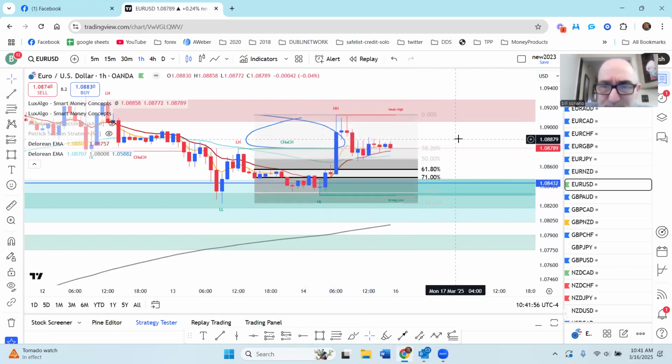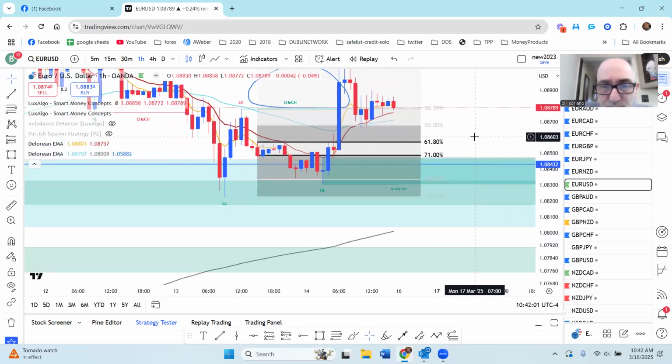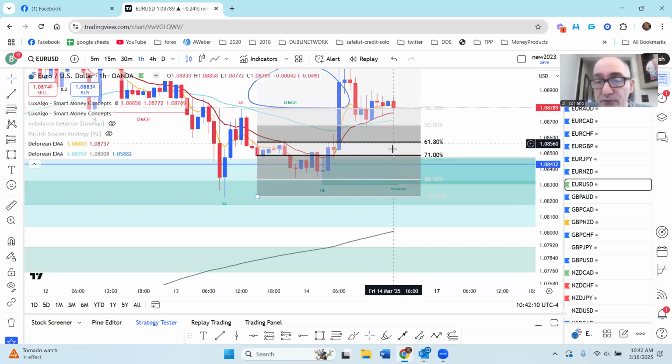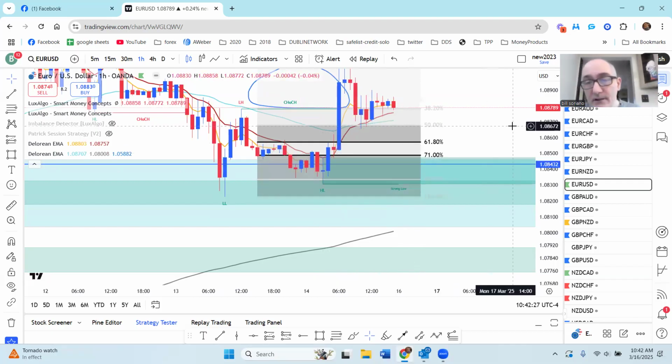Now you have several choices here when you're looking to take this trade. Again, you're on the 1 hour time frame. You can use a 61.8 fib retracement, you can use a 71 fib retracement, or you can use the beginning of the refined order block that was left behind from the change of character move. You can see that that refined order block entry is just under the 71.